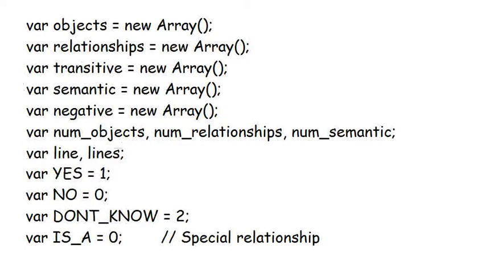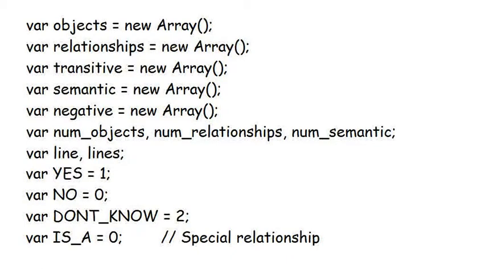The program consists of 212 lines of JavaScript code, and, as usual, I start off by listing the global variables. You can see the arrays for holding the objects and relationship types, with the variables num objects and num relationships holding the numbers of each for convenience. The array transitive holds whether each of the relationship types are transitive or not. The array semantic holds the number of actual relationships in the semantic net. The variables line and lines are used to read in the data and are made global so that they can be used by more than one function.